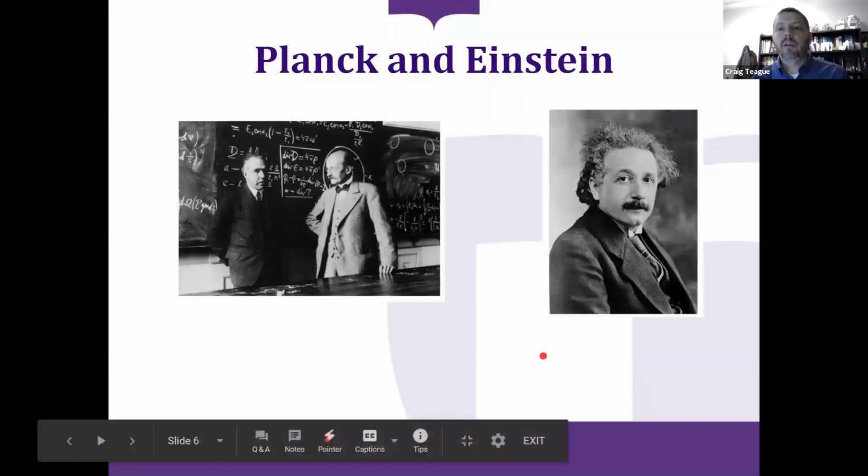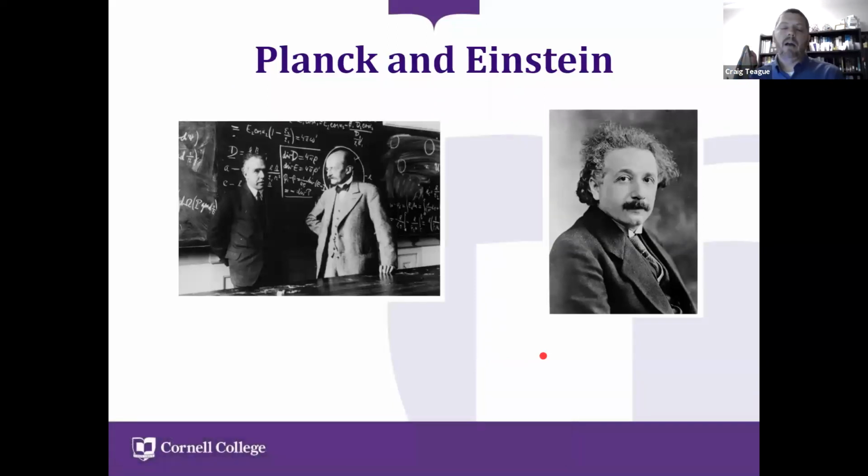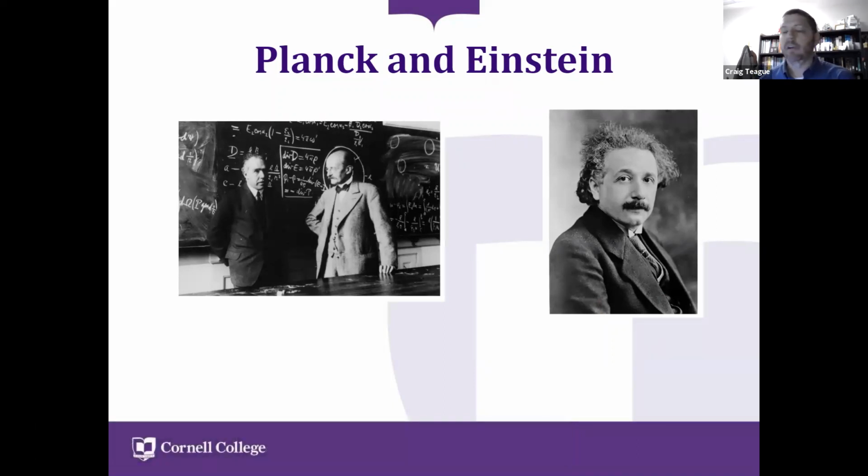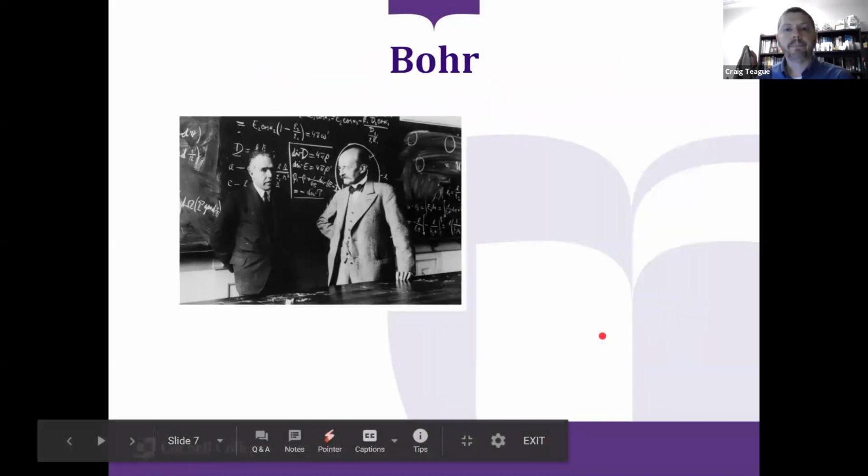Einstein, in one of his papers published in 1905, started talking about essentially particles of light, photons, which we now call them. And so those were individual discrete little pieces of light. And so this is a very different picture of light from what was present before Planck and Einstein started working.